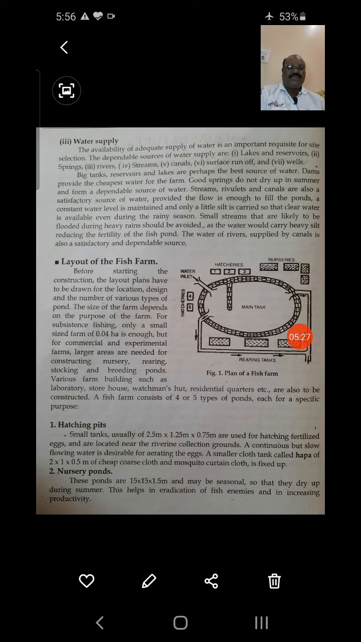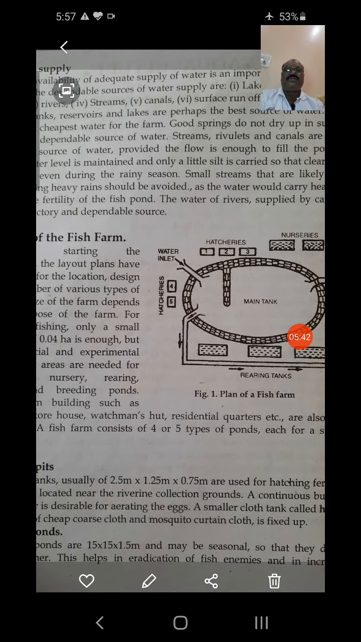Now, once we get the selected site, we get the fish ponds and all these things. The next is the layout of the fish farm. Layout. So, how do we have to construct the fish pond? See the picture on the screen.